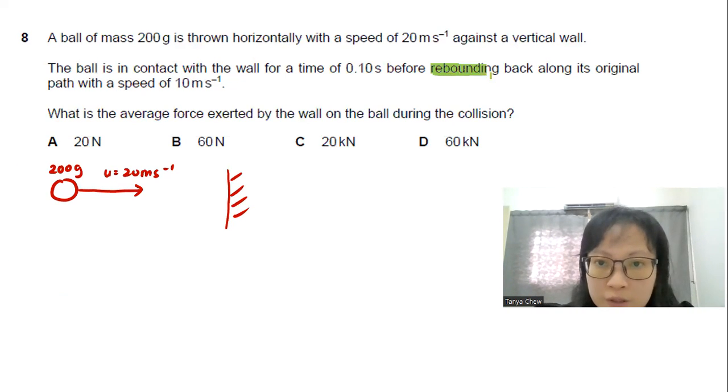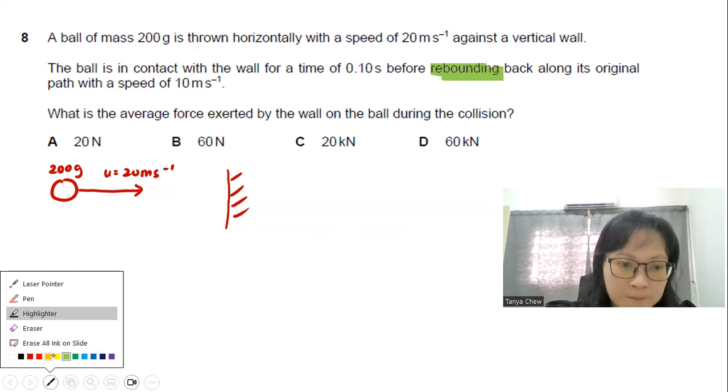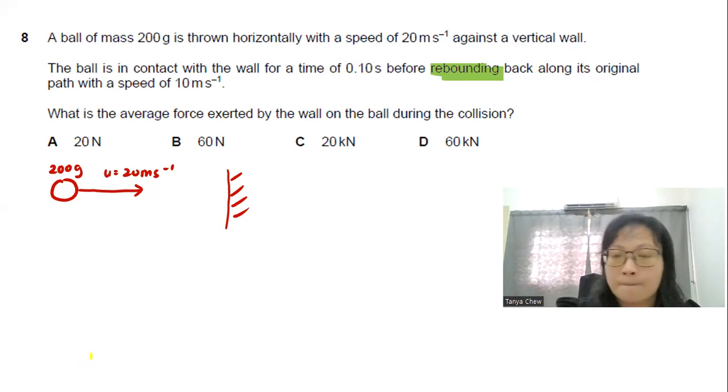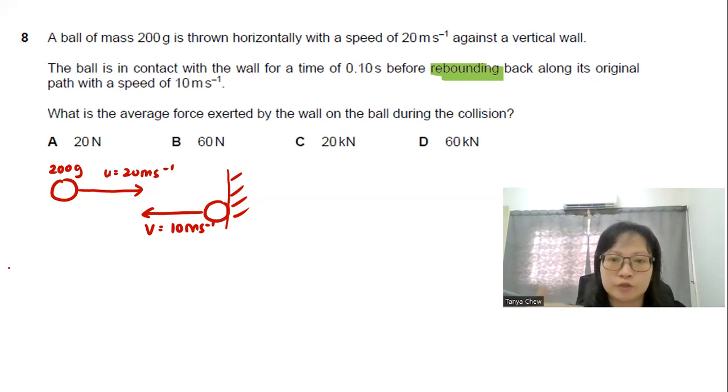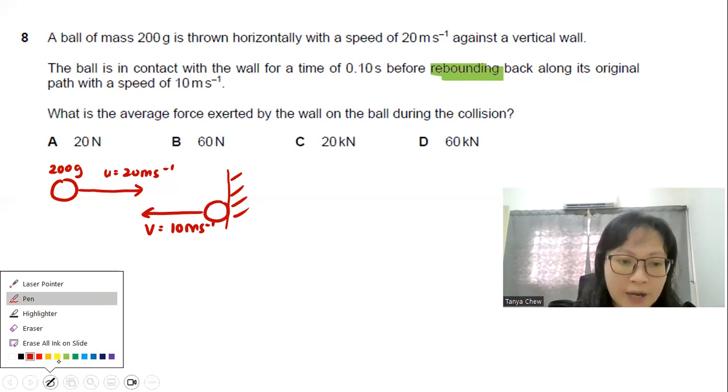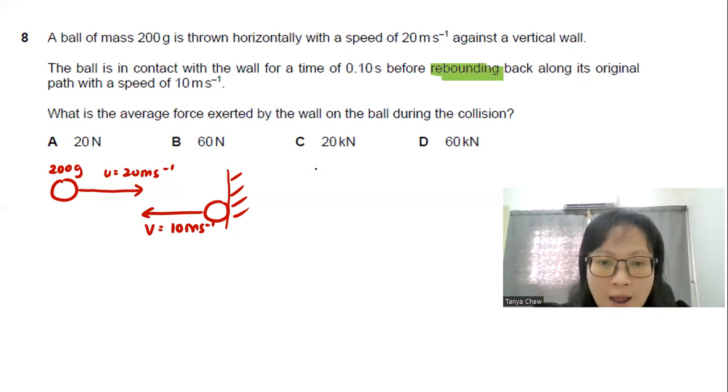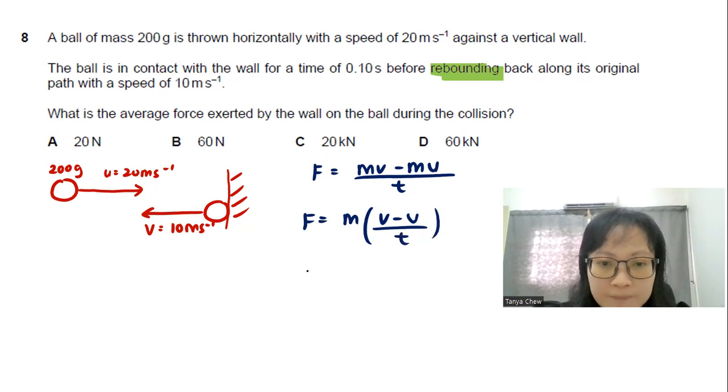Wow, this is a keyword. You have to remember this. Rebounding means changing direction, back to its original path with a speed of 10 meters per second. So the ball rebounds back with the final speed of 10 meters per second. What is the average force exerted by the wall on the ball during the collision? I am going to use Newton's second law, F equals the rate of change of momentum, to deal with this. F, I factorize my M, V minus U over T.